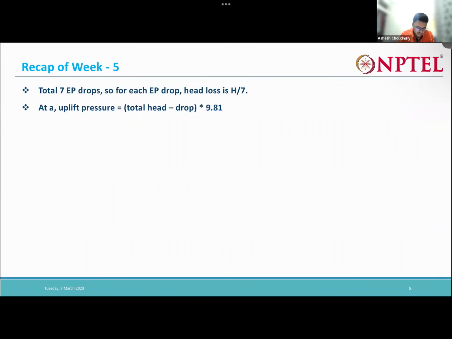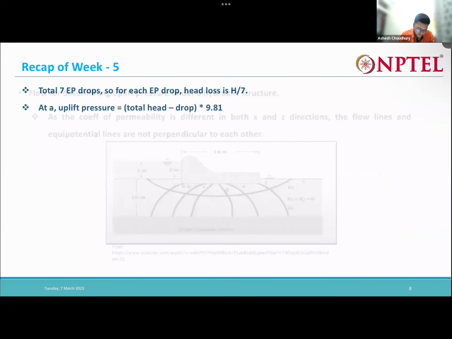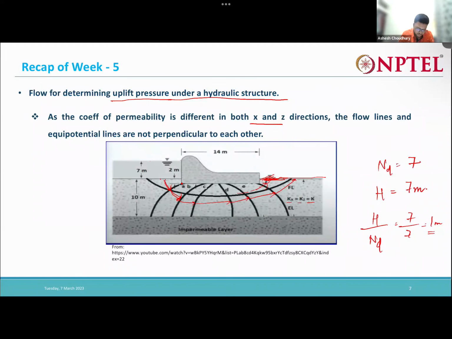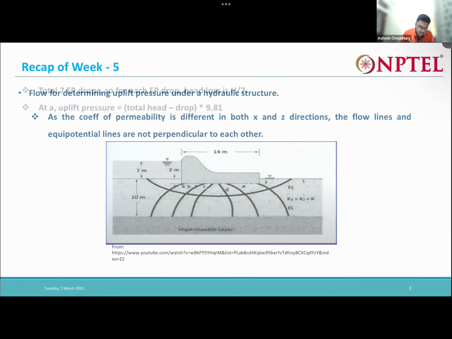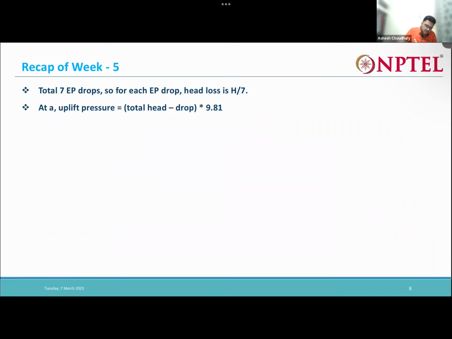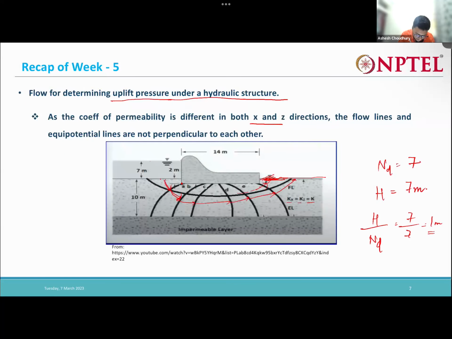Now, what is the uplift pressure? Uplift pressure at A. Say we are asked to determine the uplift pressure at this point. The uplift pressure is nothing but the pressure head multiplied by gamma w. What is my pressure head? Pressure head is nothing but total head minus the elevation head. So total head minus elevation head into 9.81, which is my gamma w. So let us see the point A now.